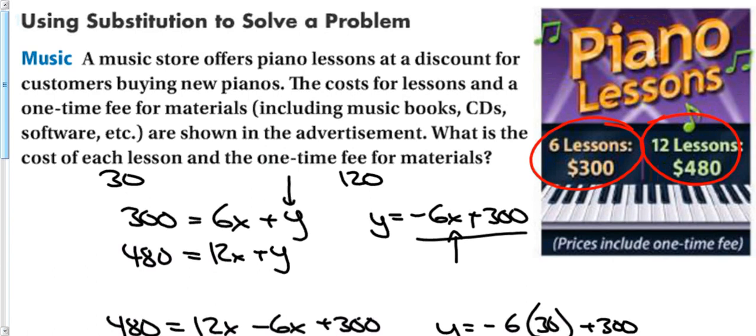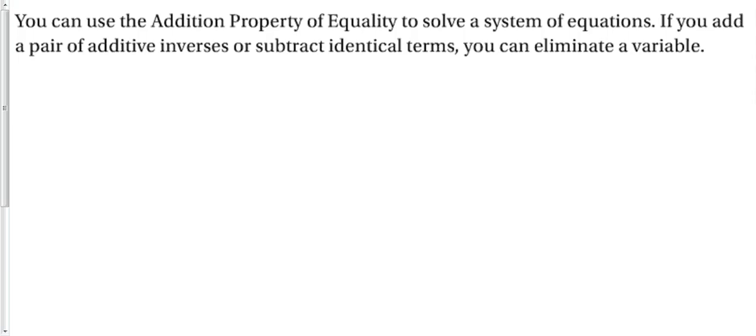Next, we can also use the addition property of equality to help solve systems of equations. If you add a pair of additive inverses or subtract identical terms, you can eliminate a variable.